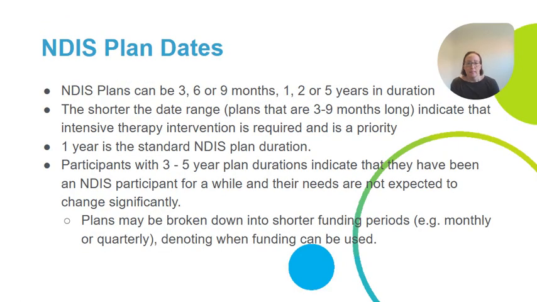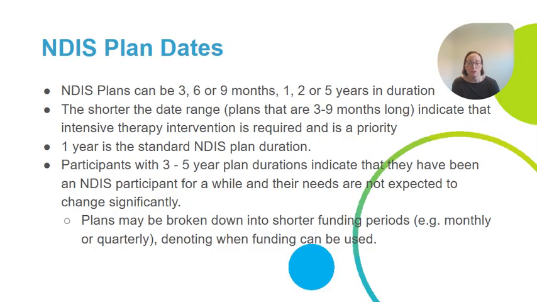The NDIS plan dates are important to us also. These can range from 3 months to 1 year, 2 years, even 5 years in duration. The shorter the date range indicates that intensive therapy intervention is required and is a priority. It's also a time when the NDIS is trying to identify exactly what's needed for the client. So we get increased funding for a short period of time so we can do the assessments, some intervention, and write a thorough report to support adequate funding ongoing for that client.